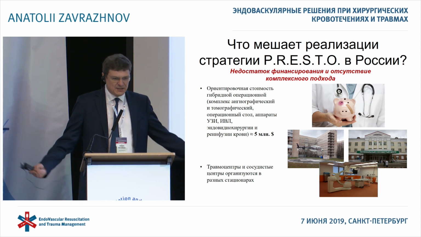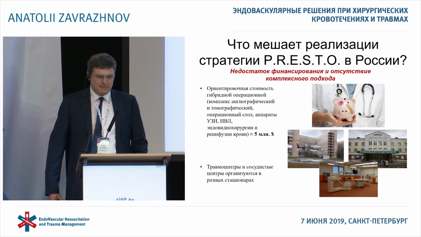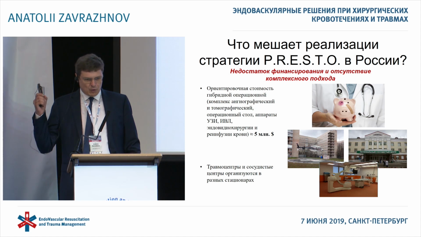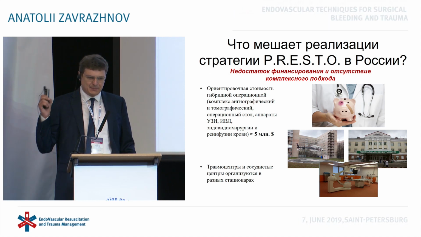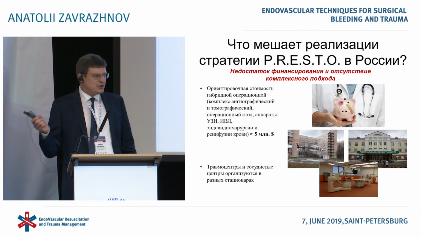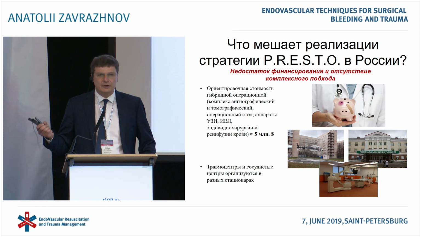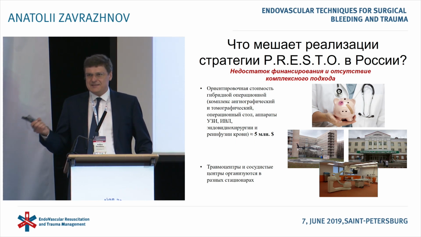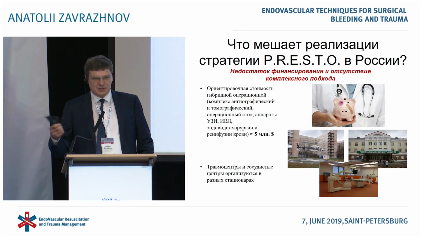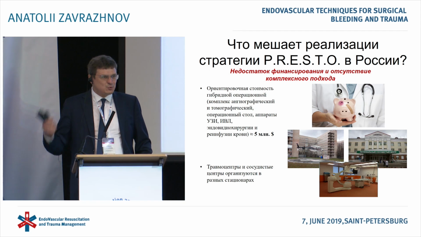So what are the main hurdles for Presto concept in Russia? Let me say that I'm sorry to mention this, but we have a lack of funding and absence of a holistic approach. The approximate cost of a hybrid OR with all the devices and machines in place is around $5 million. 350 million rubles is what we need to equip the hybrid OR.